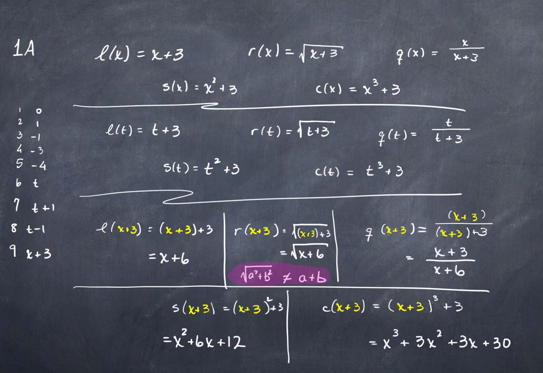So here are our answers. L of x plus 3 is x plus 6. Let's just pick another one at random here. S of x plus 3, which used to be x squared plus 3, is now x plus 3 squared plus 3, is x squared plus 6x plus 9 plus 3. So when you simplify that, you get this, and so on. So check those answers and make sure that you agree with what I have here, and then we'll do the next part.